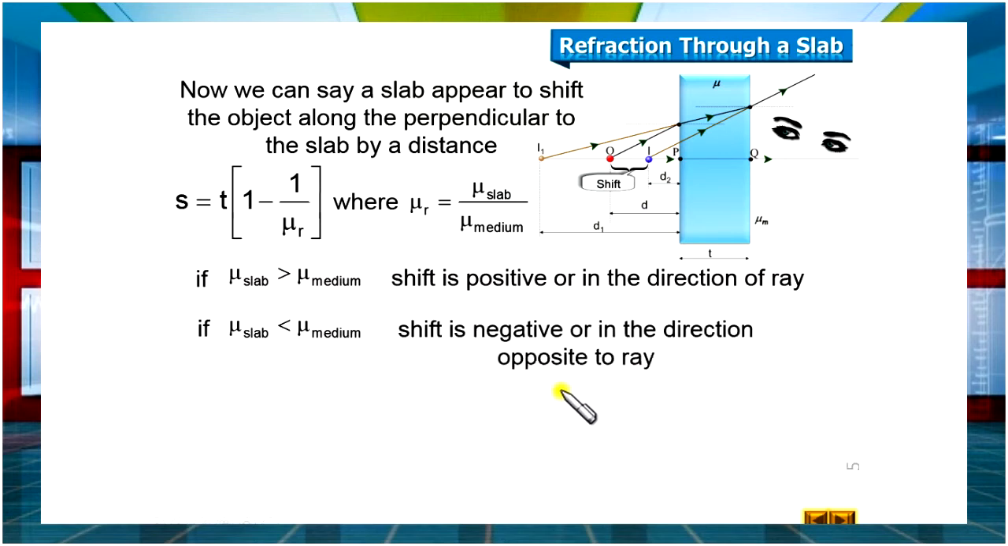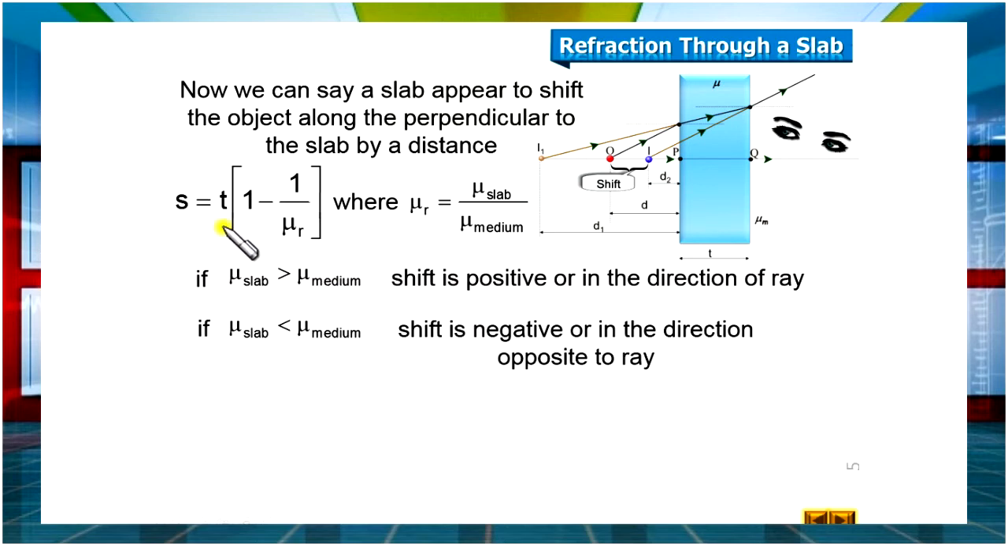Right? Now we can say if the slab has a refractive index less than the refractive index of the medium, the shifting will be negative, that is in the direction opposite to the ray traveling. Or if the slab has a refractive index greater than the refractive index of the medium, the shifting will be positive, or in the direction of the ray traveling, right?